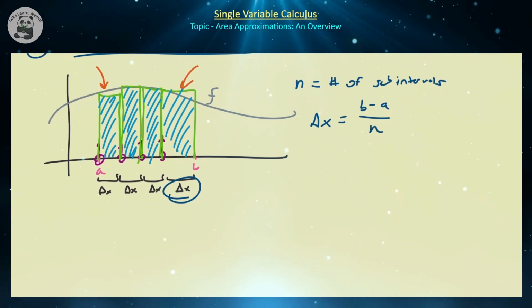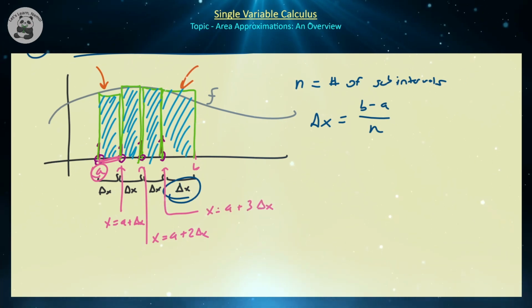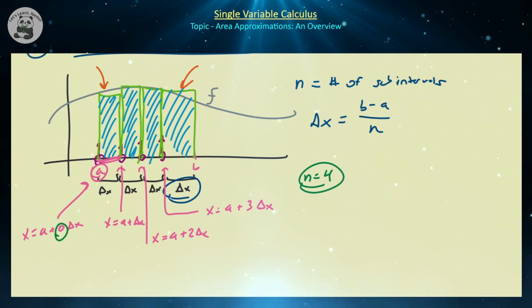The area for this particular first rectangle is dictated by the point a. This x value is a plus delta x. This next x value is a plus 2 delta x. And this value here is a plus 3 delta x. Notice that the very first point can also be represented as x equals a plus 0 delta x. The reason I write it like this is because n is equal to 4, and we're going from 0, 1, 2, up to 3, and that's the last height value that we're going to be interested in.